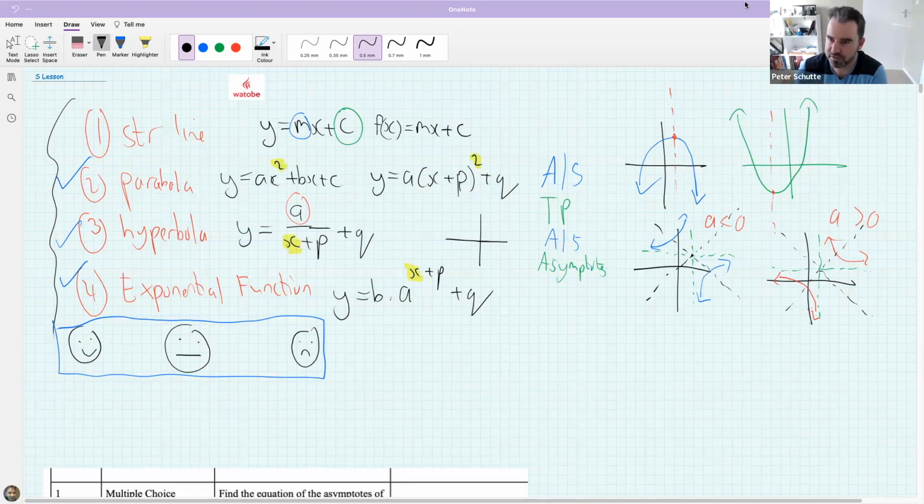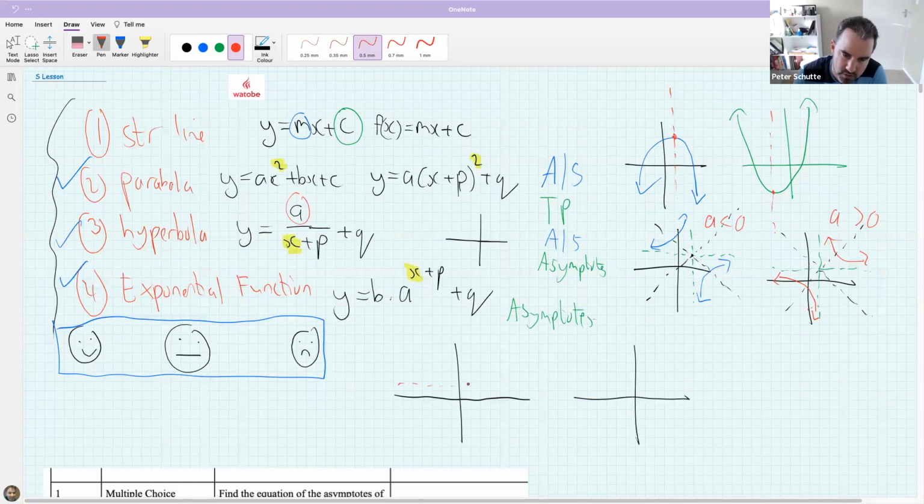Okay, and then the last function that you need to be aware of is the exponential function. The only thing the exponential function has is an asymptote. I mean, it also has intercepts, but they all have intercepts. So if I draw in, let's say, an asymptote that is there, we generally have an exponential function that goes like that, which is an increasing one, or we can also have one that goes like this, which is called a decreasing exponential.